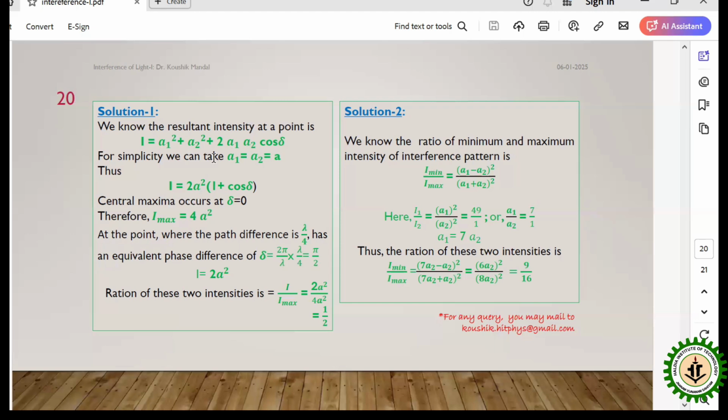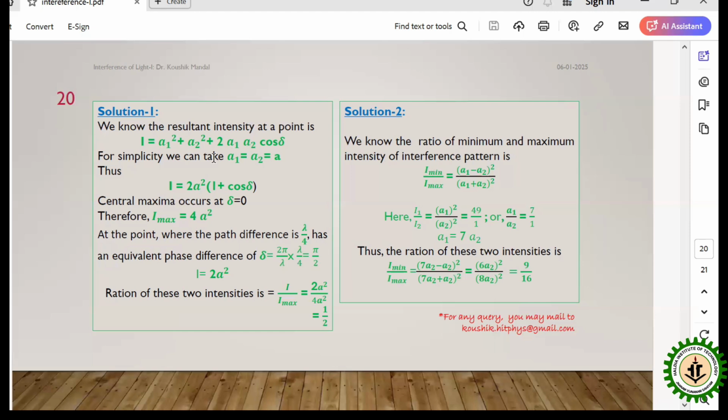And for the second problem, it is given that the two interfering sources have an intensity ratio of 49 by 1. The ratio of Imin and Imax is (a1 minus a2) whole square by (a1 plus a2) whole square. Given I1 by I2 equals 49 by 1, which is a1 square by a2 square, so a1 by a2 is 7 by 1, or a1 equals 7a2.